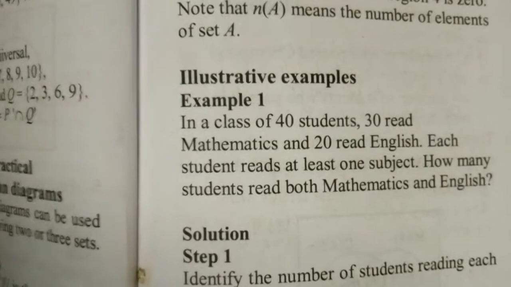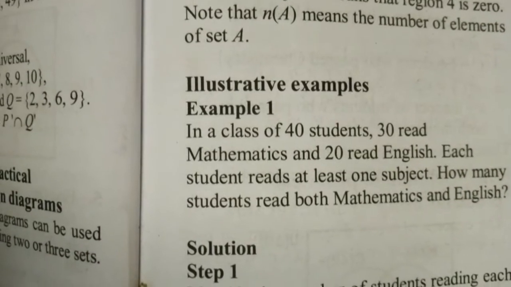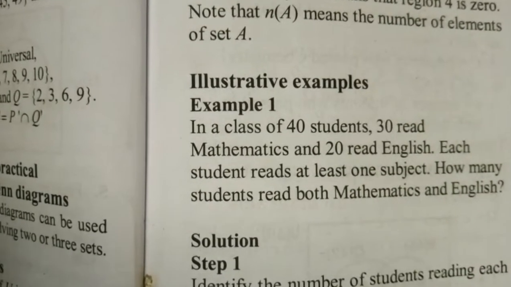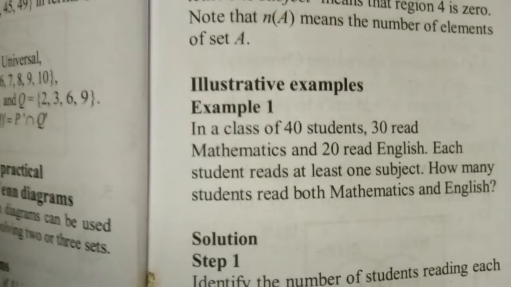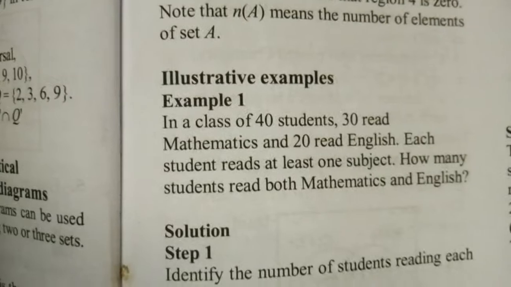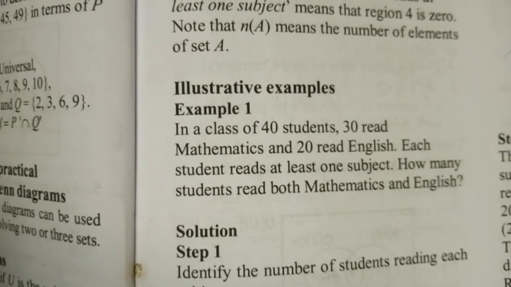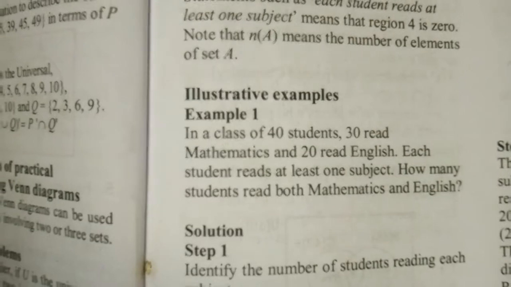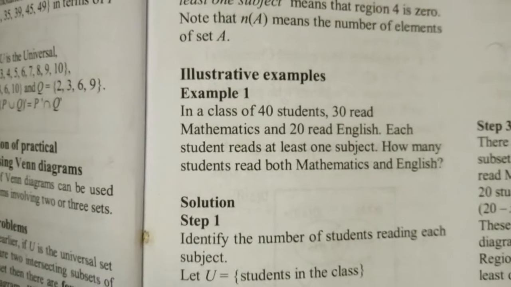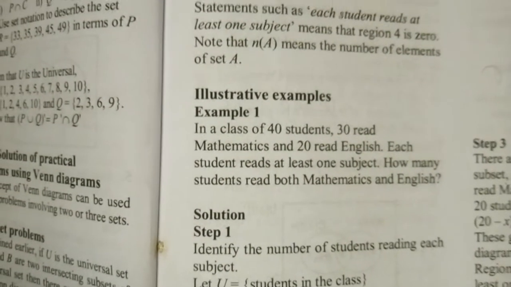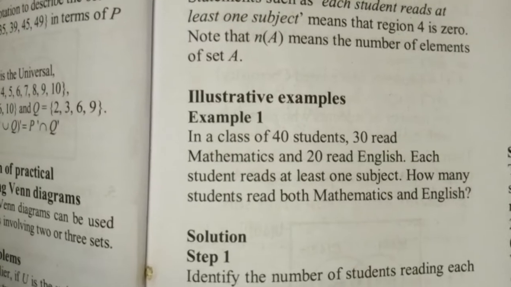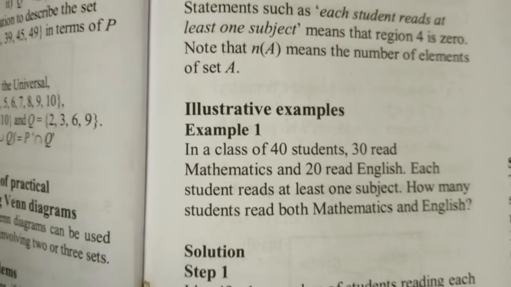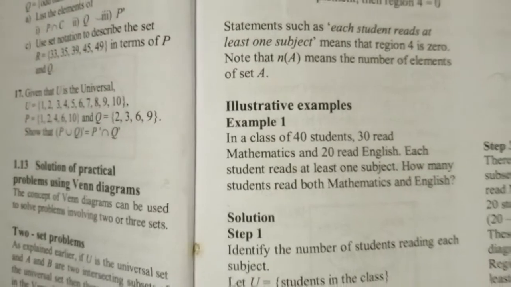The first example that we are going to talk about is here. In a class of 40 students, 30 read mathematics and 20 read English. Each student reads at least one subject. How many students read both mathematics and English? Of course this is a two set problem because it involves only two subjects.